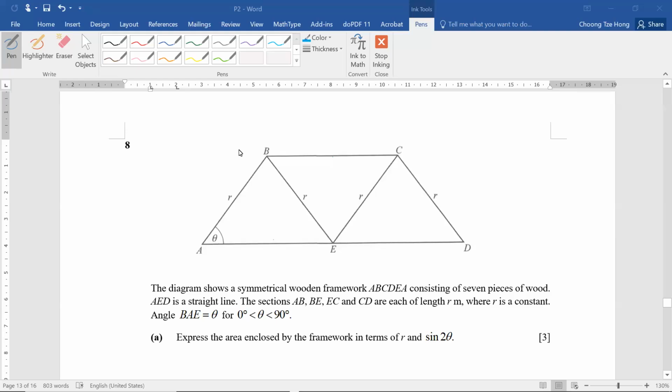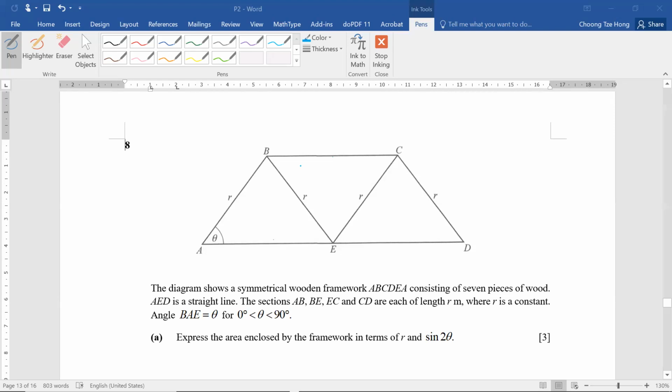Hi students, in this video I'll be going through the 2023 O-Level A Math Paper 2 Question 8. This is a question about applications of differentiation. So it involves maxima and minima problems as well as the R-H problem. Okay, so let's read the question.